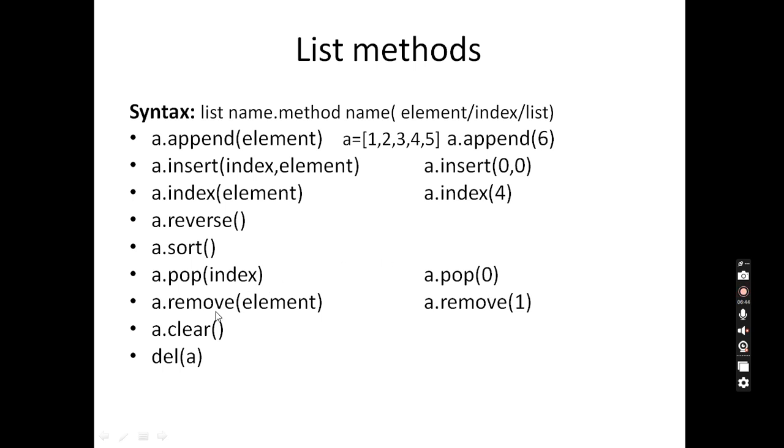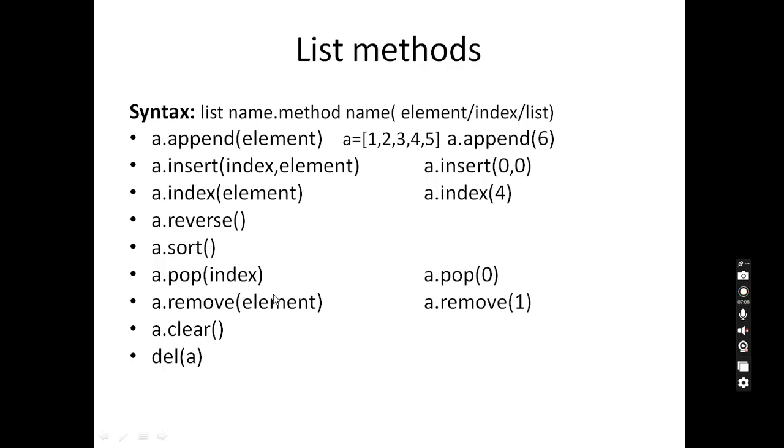Remove is also a function to remove an element here. In the pop method I pass an index value as a parameter, whereas in remove I pass an element as a parameter here. So I just pass the element 1 here, and the first element will be deleted. Now the list will contain 2, 3, 4 and 5.